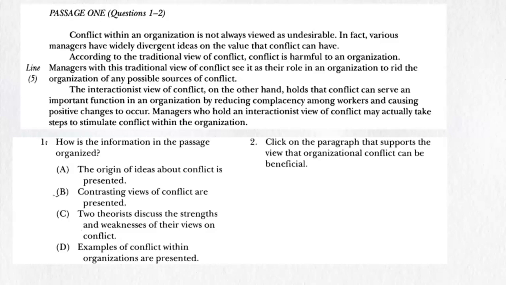Okay, so let's check. Number 1 is letter B. Contrasting views are conflict. If you see, I have keywords like "on the other hand," meaning that is opposite.